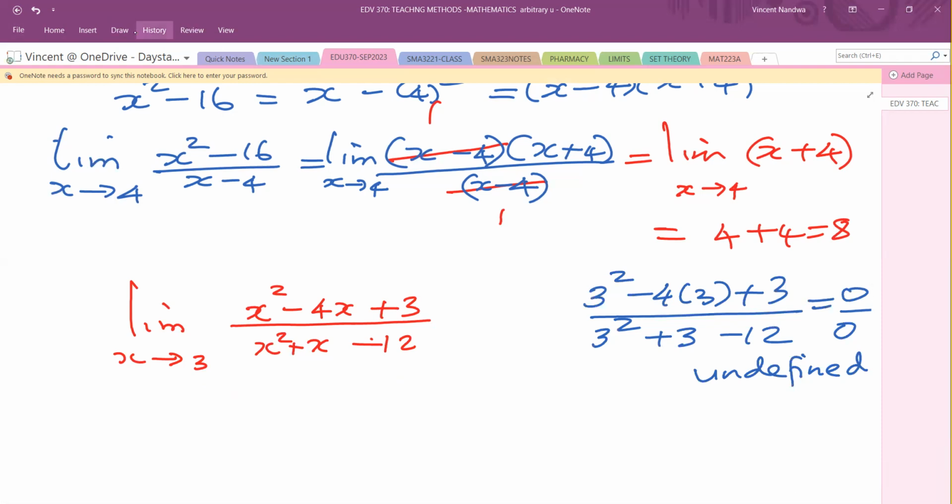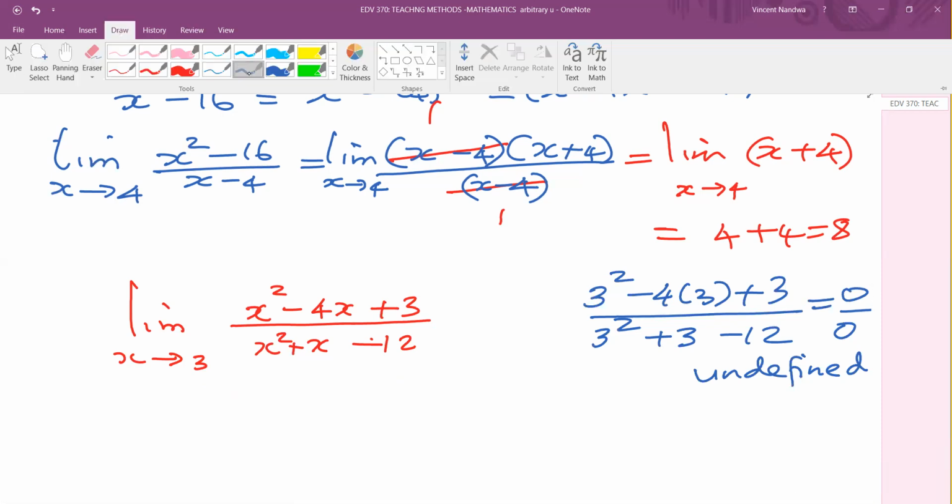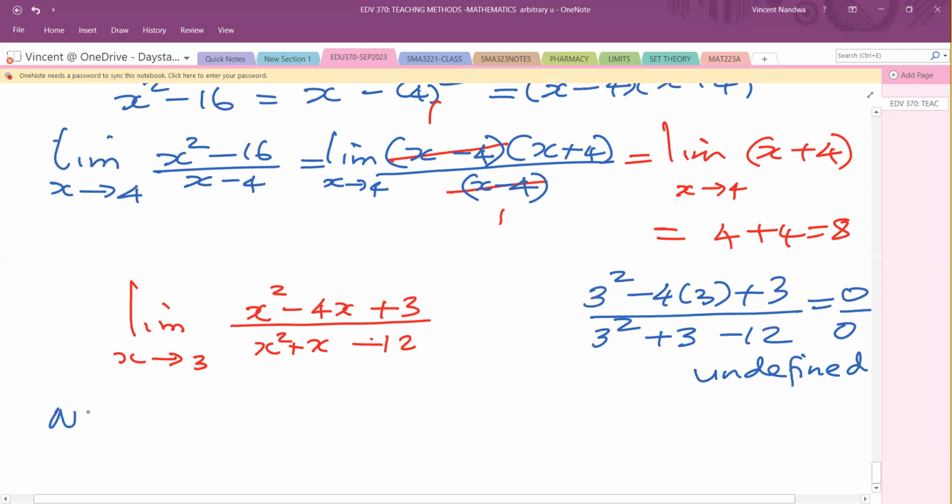So what we'll do, we are going now to factorize. So unaandika numerator, kuna x squared minus 4x plus 3.